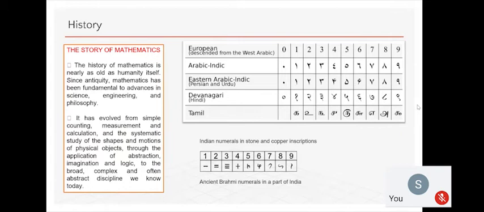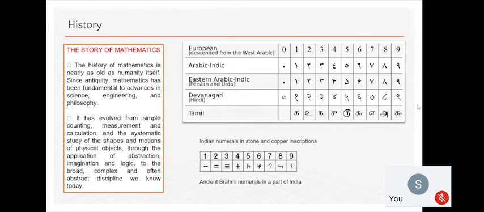Many regions in the world use different forms of numerals, as well as some logic and some symbols. In this table, we can see the European, which is the standard one in the world, as well as Arabic and Indic numerals, and Eastern Arabic Indic numerals. You can see they use different forms of numerals. We also have Tamil numerals, but nowadays no one uses them.